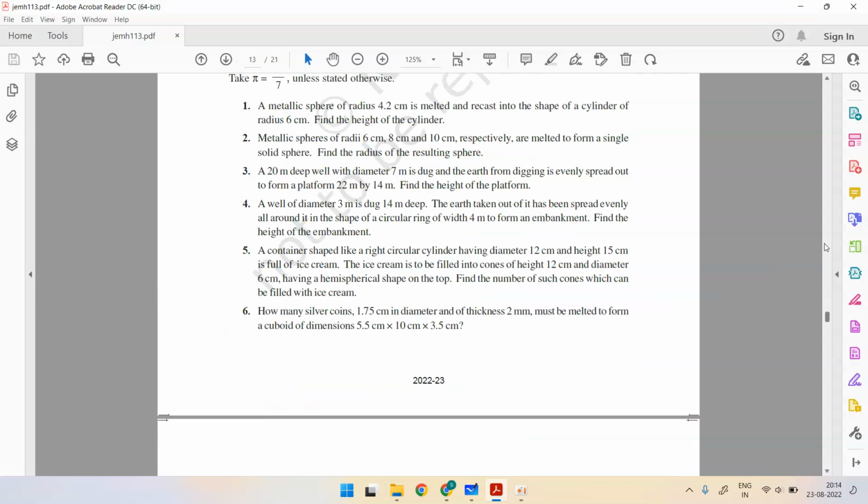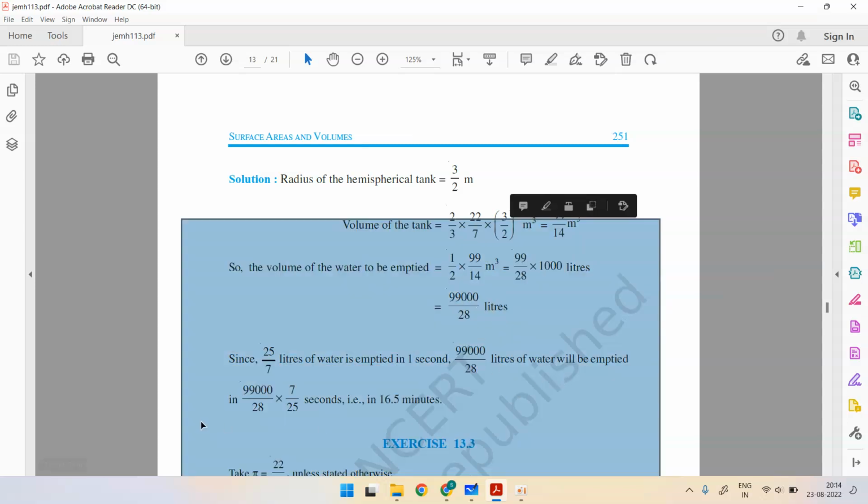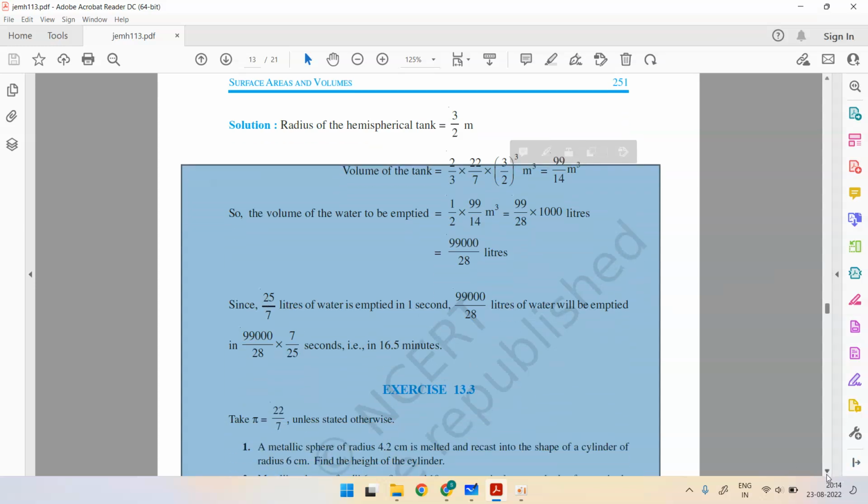Now next question. They are simple. See, they have also done the same thing. They have converted this into liters and then liters to this. This is emptied in 1 second. Then this whole much will be converted in, divide this much divided by 2 by 7, and if you do multiplication, the denominator will come in numerator and numerator will become denominator. 16.5 minutes.